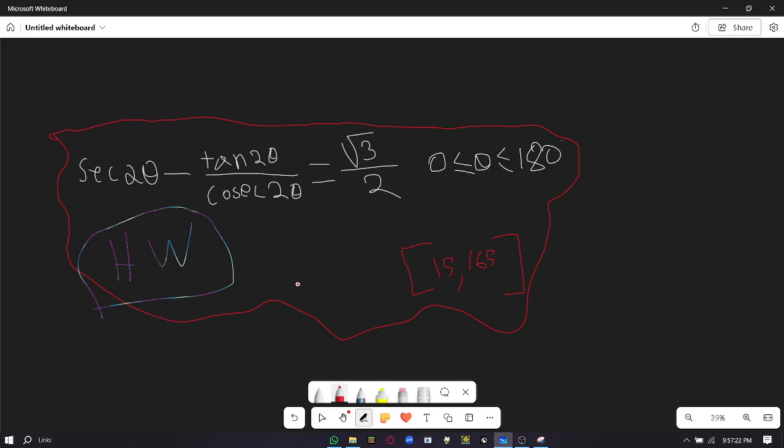This is your challenge, right? Secant 2 theta minus tan 2 theta by cosecant 2 theta equals root 3 by 2. The range being 0 to 180 degrees.